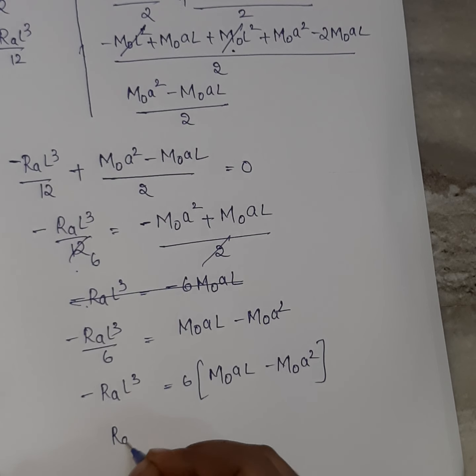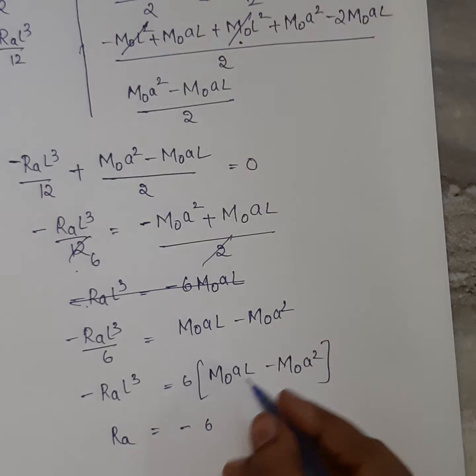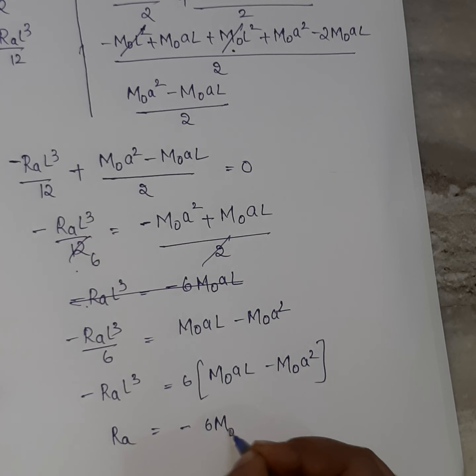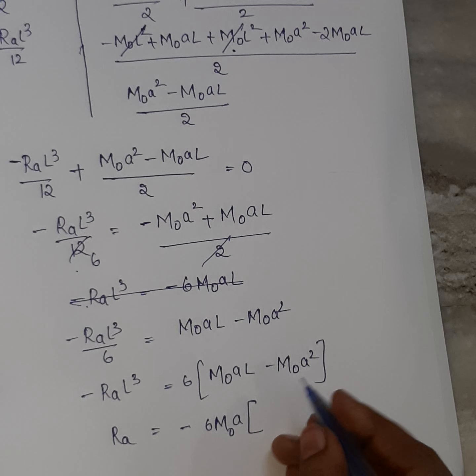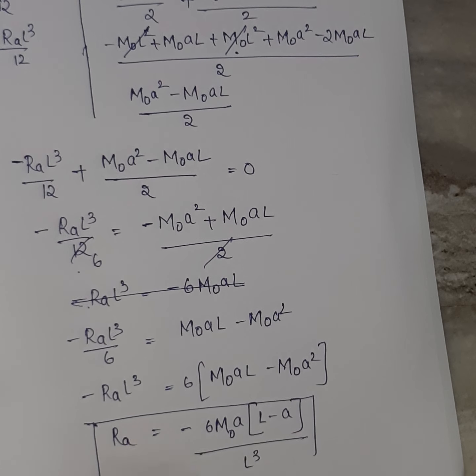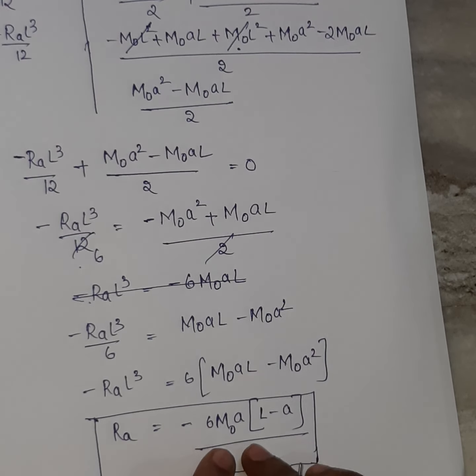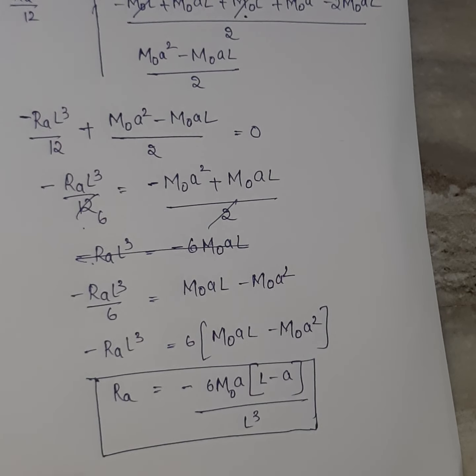What is the value? You will get RA is equal to minus 6. I am taking 6 m naught a common. If I am taking 6 m naught a common, what will it be? L minus a divided by L cube. This is my RA value. I have taken m naught a common and written the minus symbol like this. So you will get this RA value.